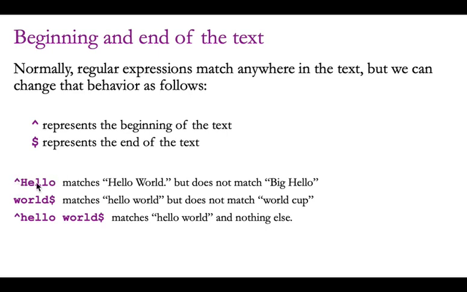So caret hello is a pattern that matches hello when it appears at the beginning, but not hello when it doesn't appear at the beginning. In other words, this pattern is saying that we're looking for the beginning of the line, and then the capital H, and then an E. So this text, big hello, does not match this pattern because what's before the H is a space, not the beginning of the line, right? And similarly with the end of the line, if you match world dollar sign, that will match hello world, but does not match world cup, because in the world cup text, the dollar sign is preceded by a P, not by a D.